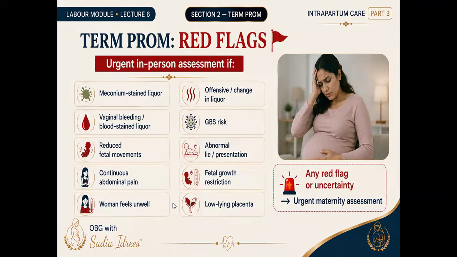So here is the practical rule. Any red flag or uncertainty, urgent in-person maternity assessment. This is a useful exam principle: telephone triage is appropriate for initial assessment, but it does not replace clinical assessment when risk factors are present.